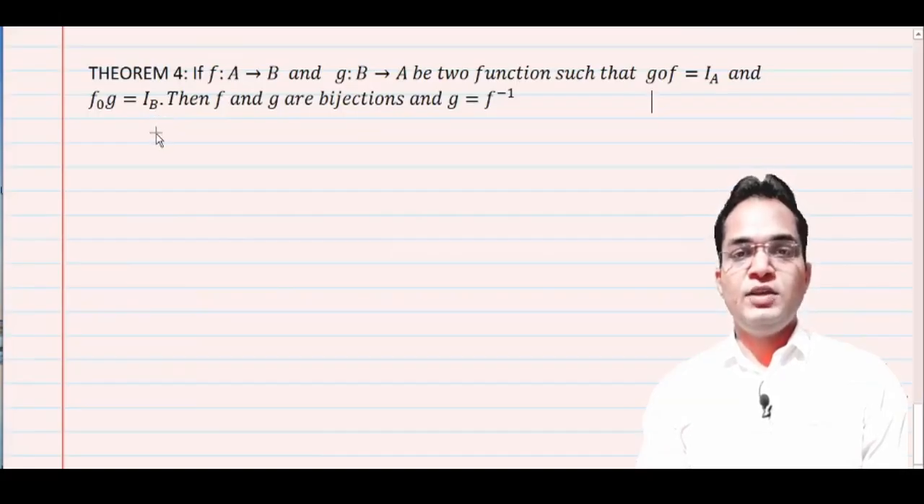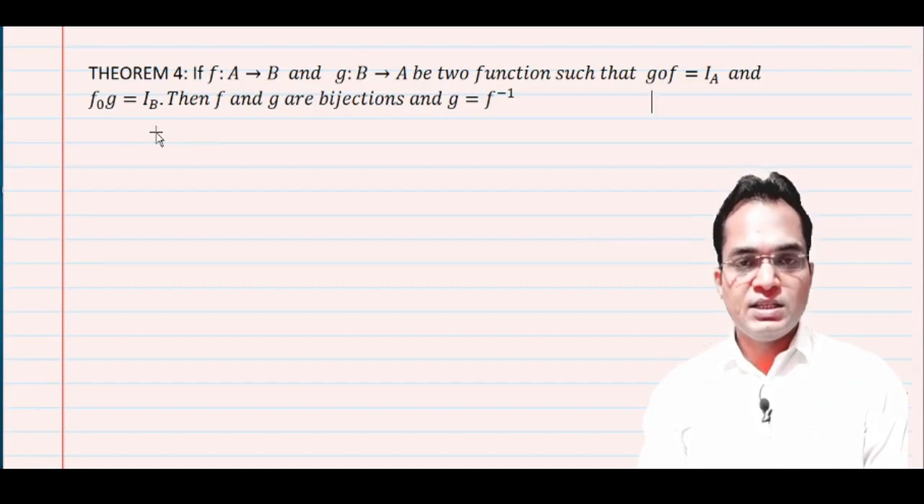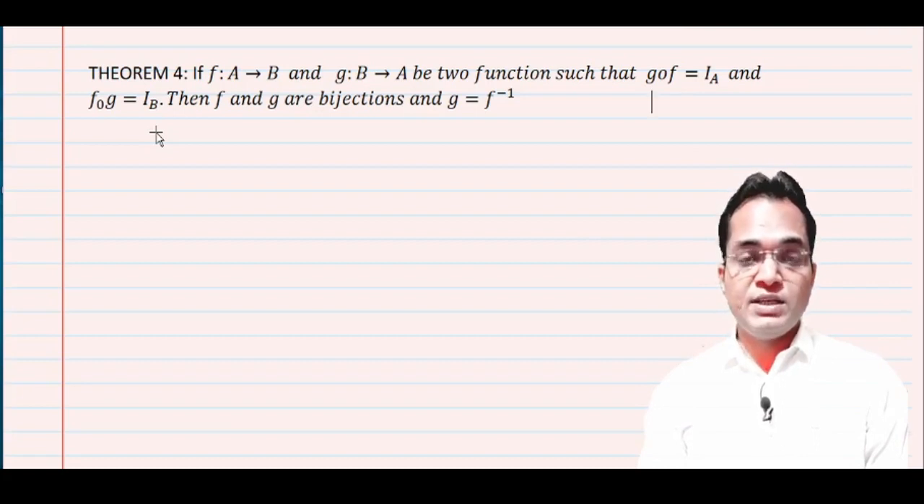Today we are going to study theorem number 4. What is the statement of the theorem? If f and g are two functions such that their composite function is the identity function, then what is the relation between f and g? The statement is that f and g are the inverse of each other. As they are inverse, we can say they are bijective functions.